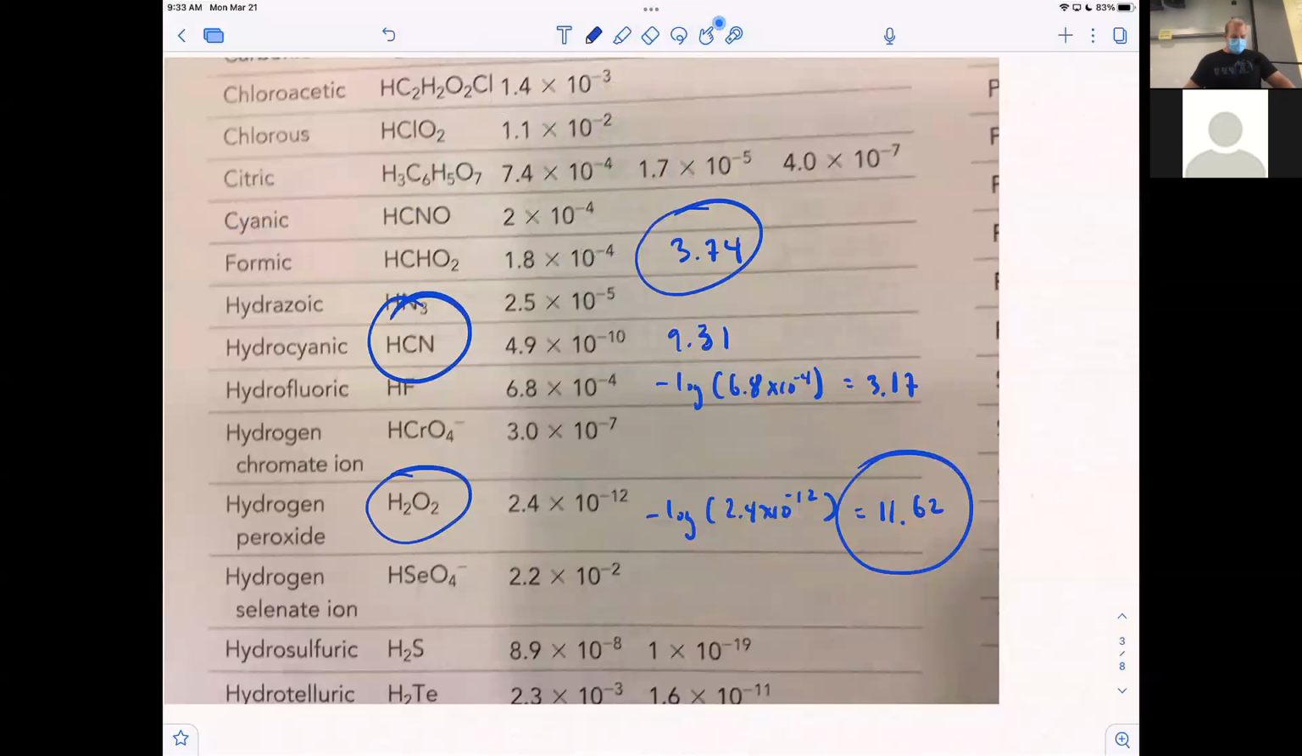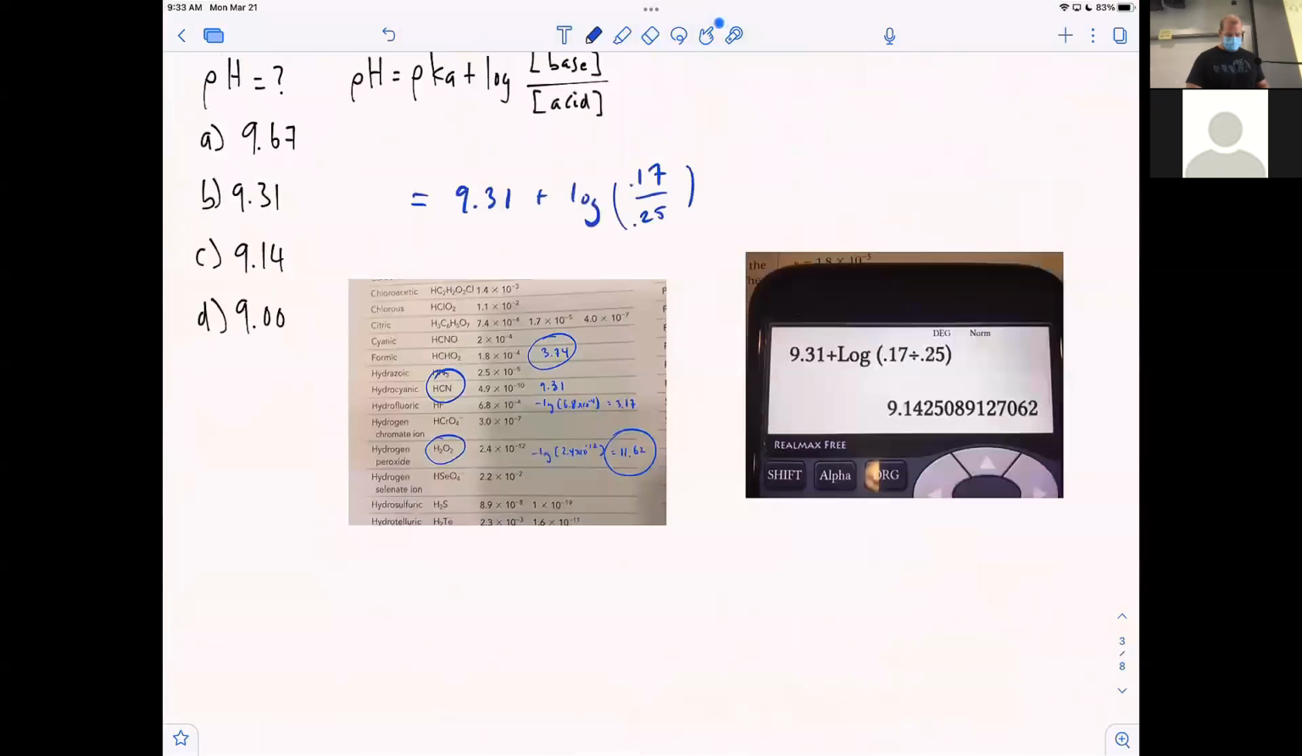But if you have just a solution of hydrocyanic acid, it's going to be slightly in the acidic range, like a pH of 6. But a buffer solution is going to be 9-ish. So, does that answer your question? Okay.